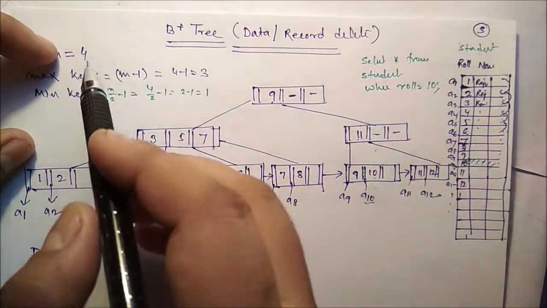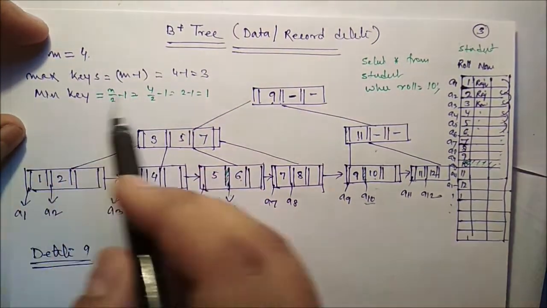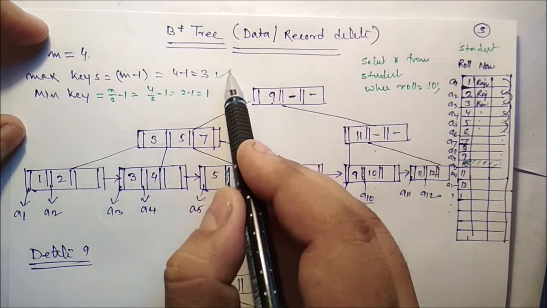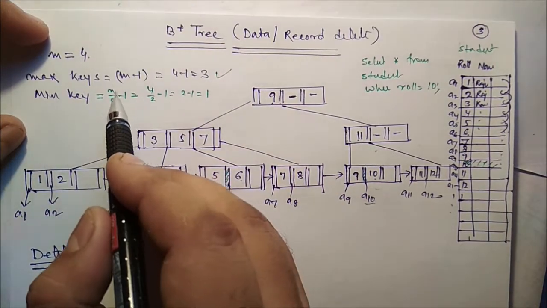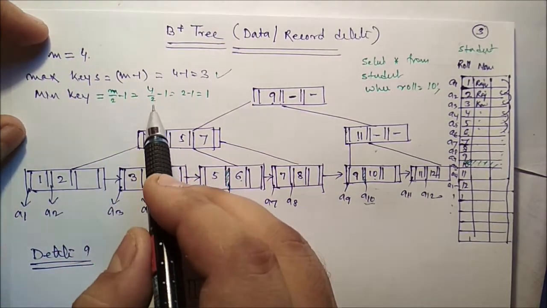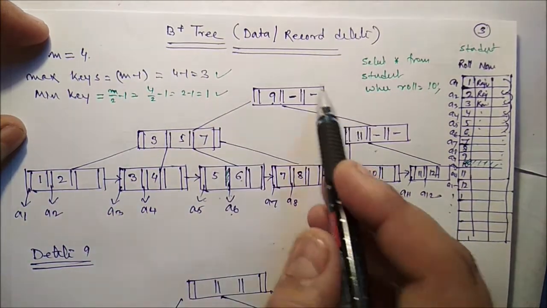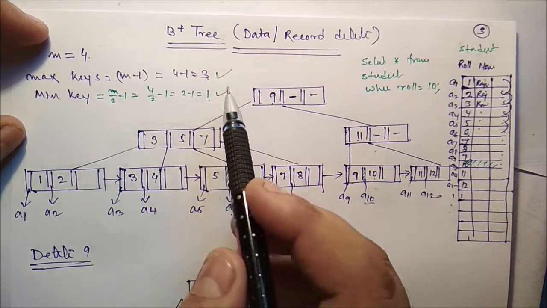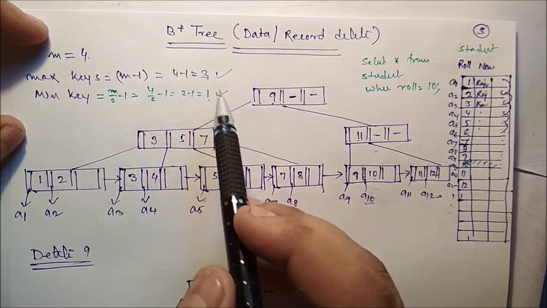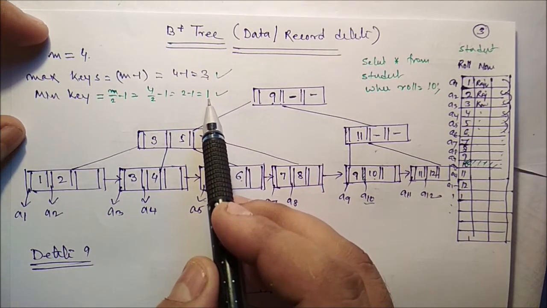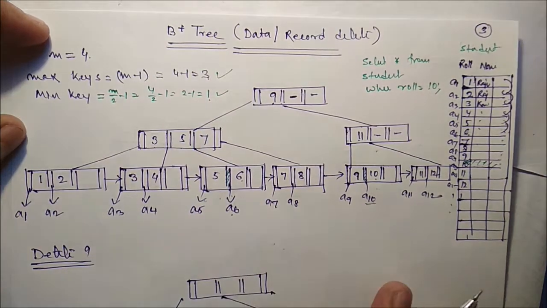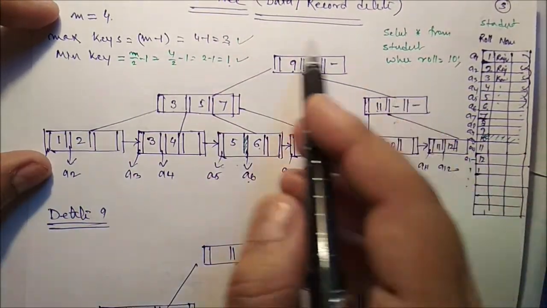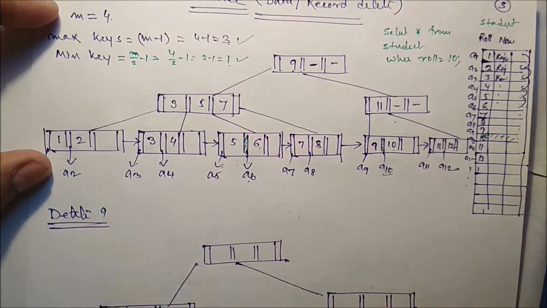Now let m be equal to 4. The parameter is 4. So maximum it can hold m minus 1, that is 3. And minimum it should hold m by 2 minus 1. So 4 by 2 minus 1, that is 1. So minimum number of keys should be 1, maximum number of keys should be 3. So maximum number of pointers should be 4, and minimum number of pointers should be 1 plus 1, that is 2. So this is our existing record, and we have to delete the data one by one.